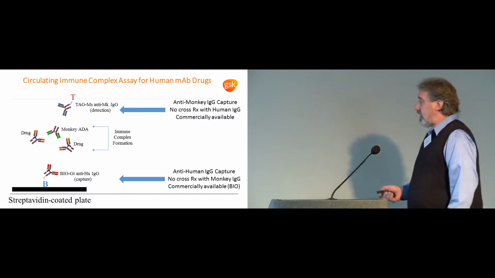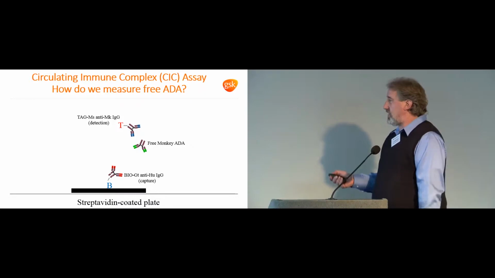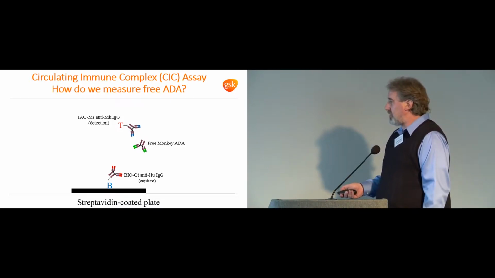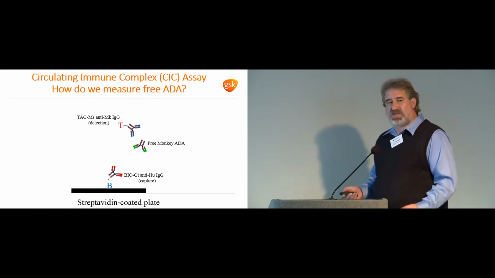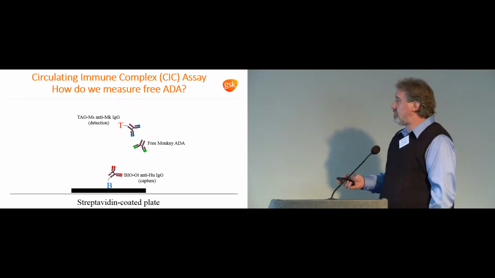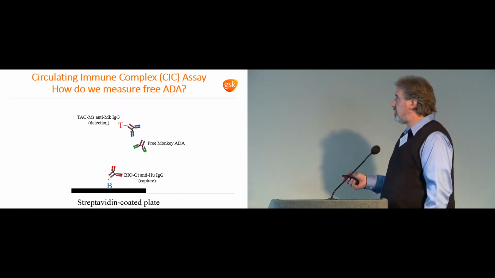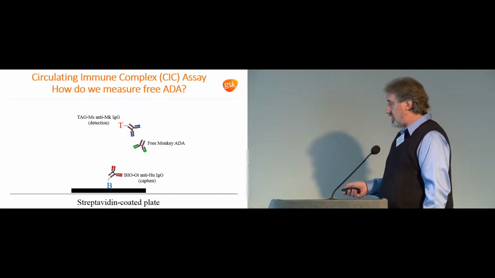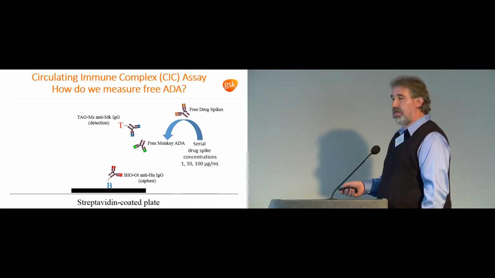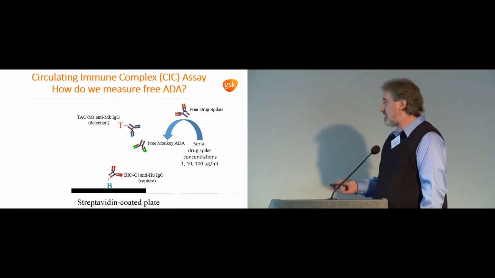So what happens, how do we measure free ADA in this assay? As I mentioned, we're going to be capturing the drug, but what if there's no drug, and what if there's just monkey ADA? We know our detection reagent is going to bind to that, but we're missing something. So what we figured out, and what the literature says, is that if you spike in free drug at different concentrations, you're going to create that complex, which can then be detected.